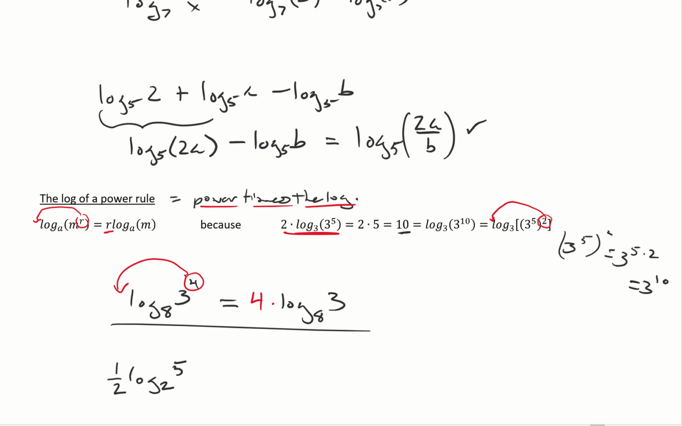What do you think I'm going to do now? I'm going to go the other way. I'm going to bring him in if I want to. And I've got this is equal to log base 2 of 5 to the 1/2 power. And if I want, I can write, that's really log base 2 of the square root of 5.